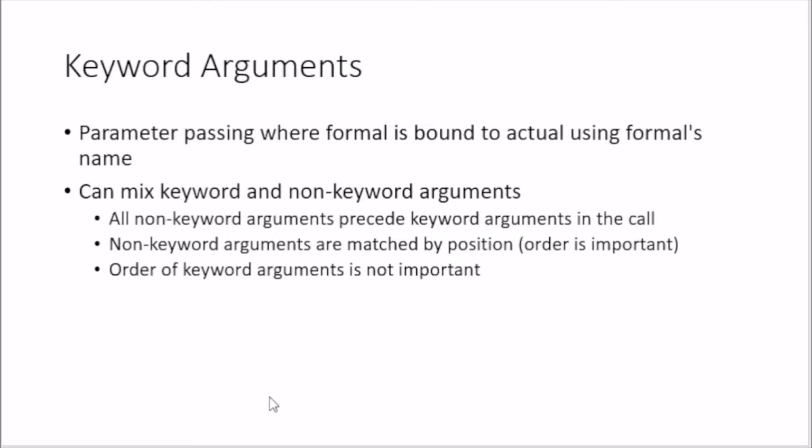So parameter passing where formal is bound to actual using the formal's name. You can mix keyword and non-keyword arguments during the calling. All non-keyword arguments precede the keyword arguments in the call. Non-keyword arguments are matched by position, so in that case the order is important. And order of keyword arguments is not important. Non-keyword argument is there, so order is very much important. But if it is a keyword argument, no need to specify the order.